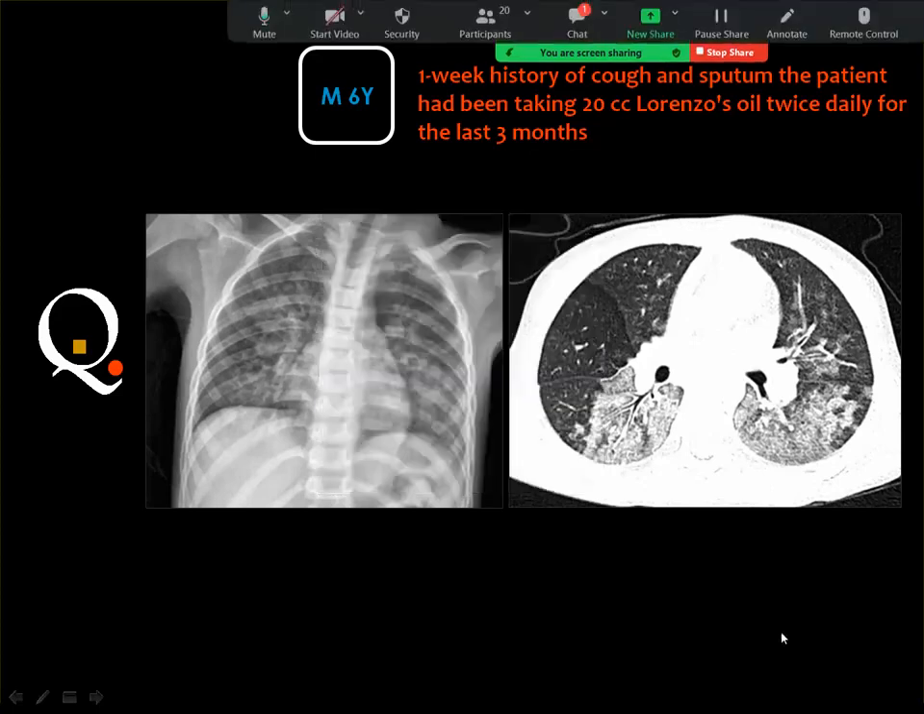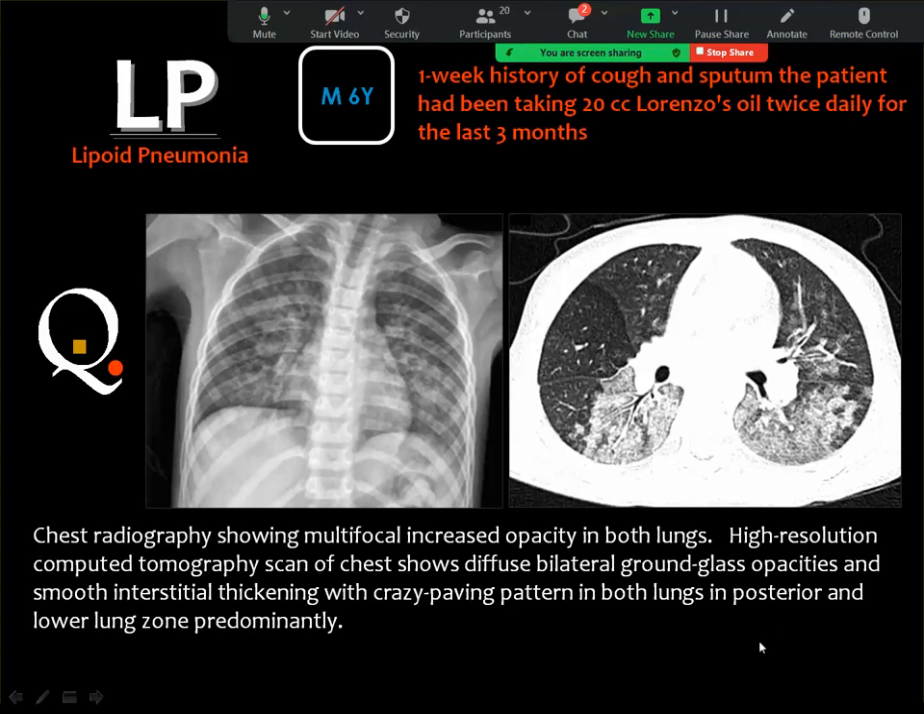The answer is right. You cannot diagnose lipoid pneumonia without the history. It looks like any type of pneumonias, like viral, bacterial, any type of pneumonias. But if you got the history of these oil products, then you predict that the patient had lipoid pneumonia.